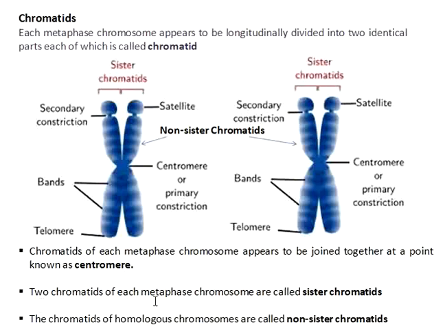The two chromatids of the same chromosome are called sister chromatids, while chromatids of homologous chromosomes are called non-sister chromatids. Homologous chromosomes are chromosomes derived from two different parents that contain identical genes, but their allelic content may be similar or dissimilar. When we consider the chromatids of homologous chromosomes, they are non-sister.